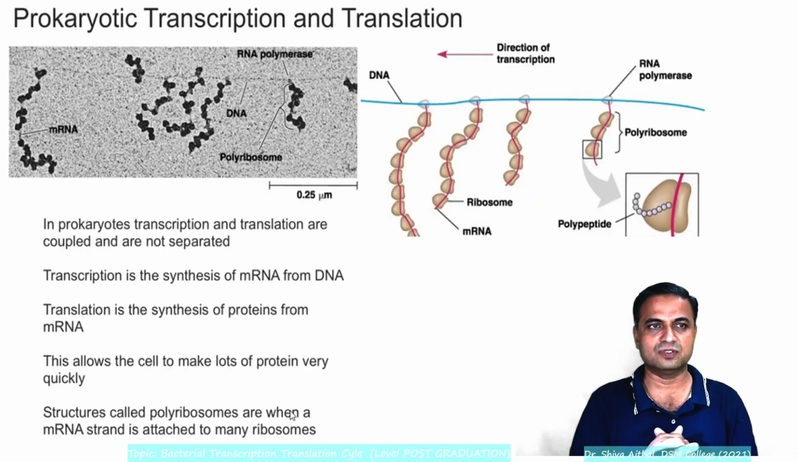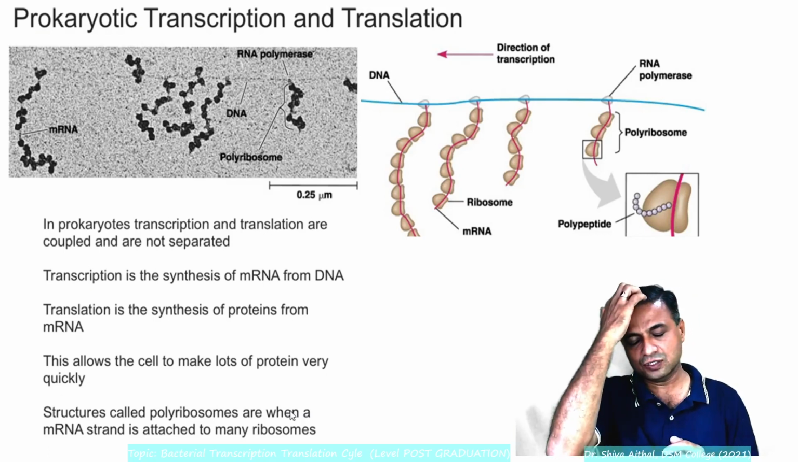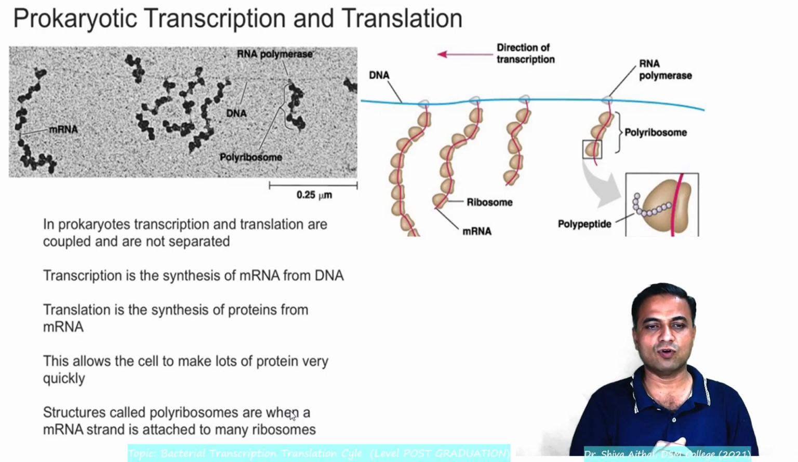See here what happens. Now in prokaryotic transcription and translation, this is one electron microscope photograph, Miller's photograph. Who was Miller? I will tell you in the next slide. This photograph shows a polysomal structure and an RNA polymerase continuously being synthesized, and polyribosomes.